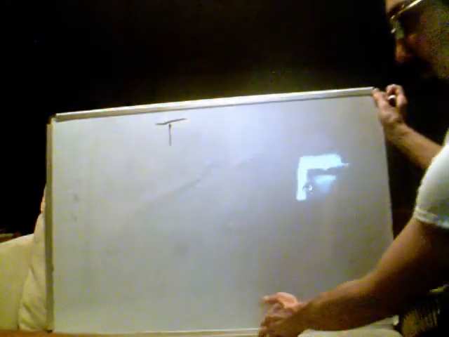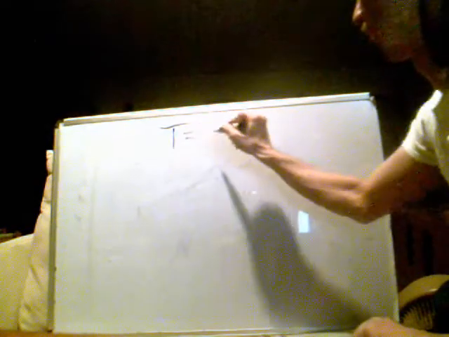Mathematically, if you'd be so kind as to follow me to the whiteboard, we describe the period of a pendulum this way. We said the period depends upon 2 pi times the square root of the length of the pendulum divided by surface gravity.